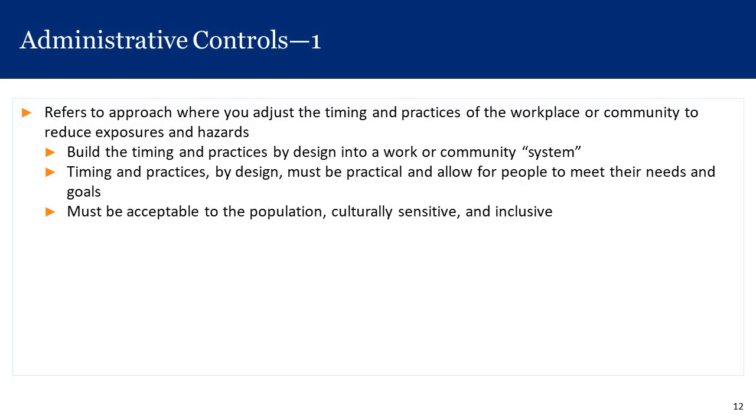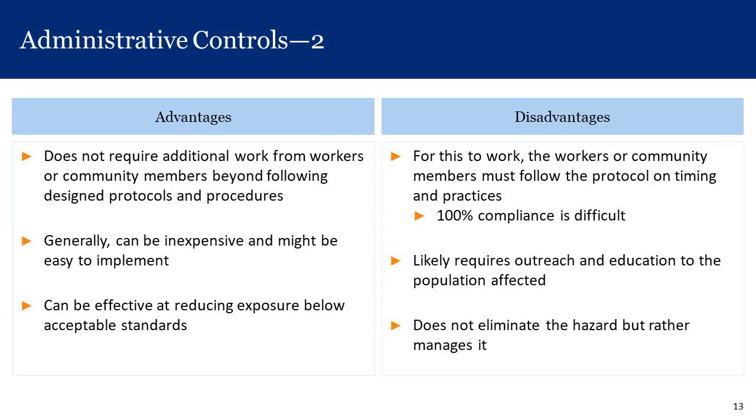So the next control strategy in the hierarchy of controls after engineering controls is administrative controls. Administrative controls refers to an approach where you adjust the way the work is done in such a manner that you can reduce exposures and therefore reduce the hazards people are exposed to. Or you change the way things are done in a community such that you reduce the hazards and exposures. The most clear example is in a workplace, you change how a job is done such that it becomes a safer work practice. The advantage of this is that it generally can be very inexpensive and may be easy to implement, and it can be effective at reducing exposures below acceptable levels.